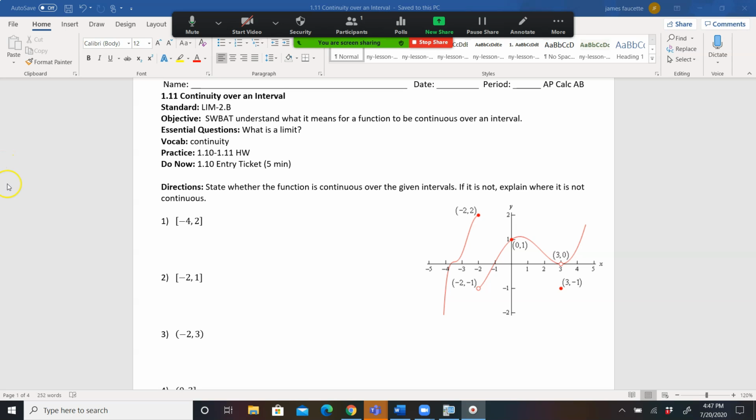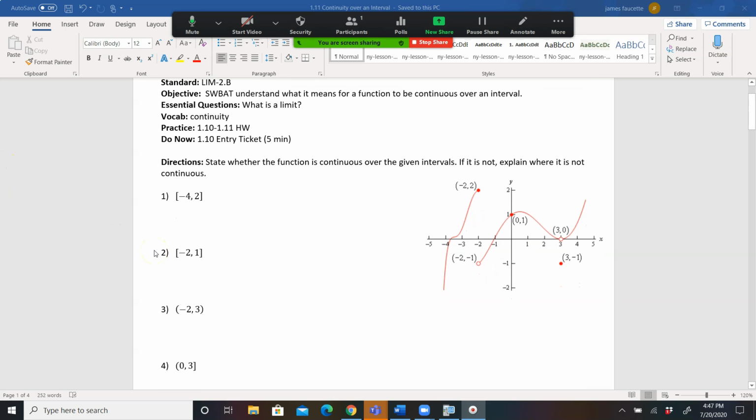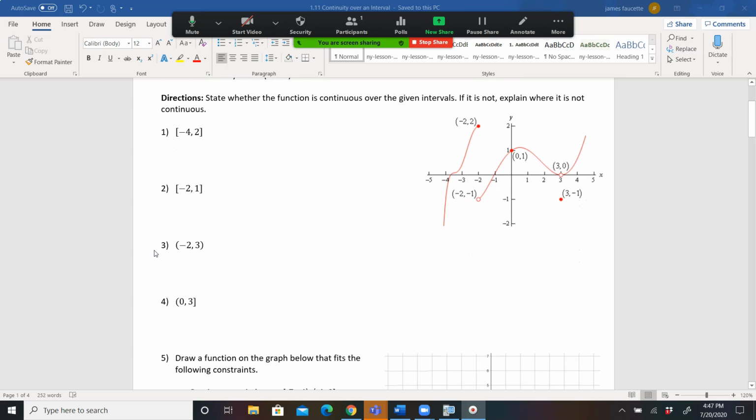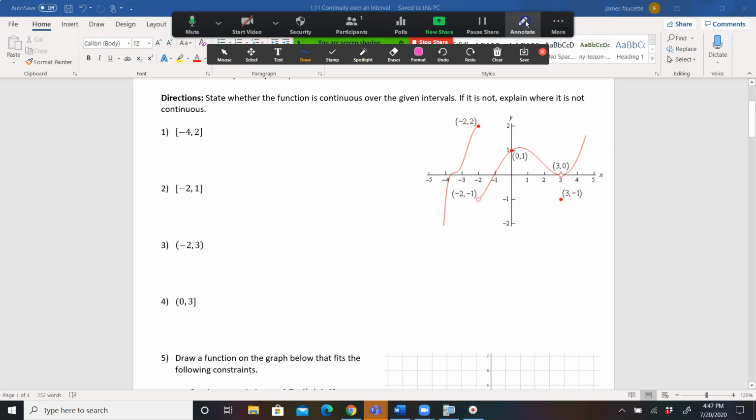So let's start off here by looking at the graph of a function, and it gives us 4 intervals. And we need to discuss whether the function is continuous over each of those intervals, and if it's not continuous over that interval, we need to talk about where it's not continuous. So as always, I encourage you to pause the video, give each of these a shot, and we'll come back to discuss once you're done.